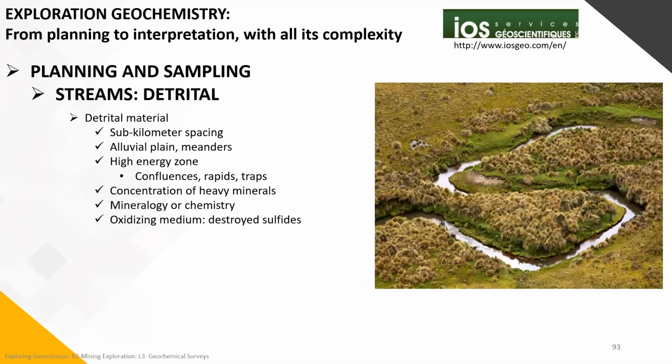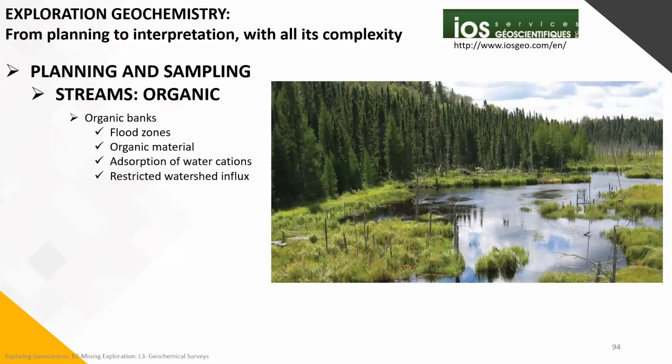For streams, which are detrital, they are used within sub-kilometer spacing. For alluvial plains and meanders, areas where there is a high energy zone like confluences, rapids, and traps, which can be sectors or areas with higher concentration of heavy minerals. They are used for mineralogy or chemistry and within the oxidizing mediums, so they destroy the sulfides. For streams, for organic banks, they're mainly used for flood zones, organic material, absorption of water cations, and restricted watershed influx.